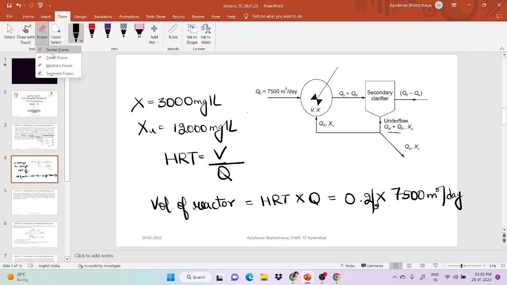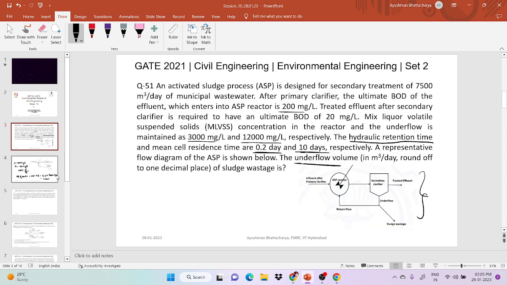So 0.2 is the HRT, per day will get cancelled and we will get 1500 meter cube as the volume of the reactor. Now, since the question has given the sludge age, we will use that. Mean cell residence time is also known as sludge age.